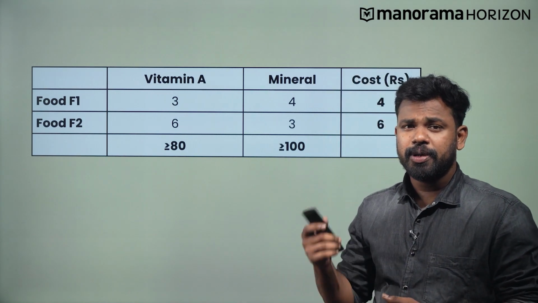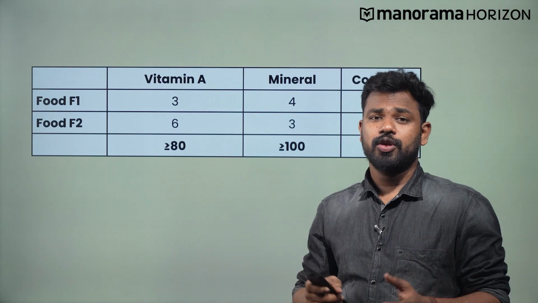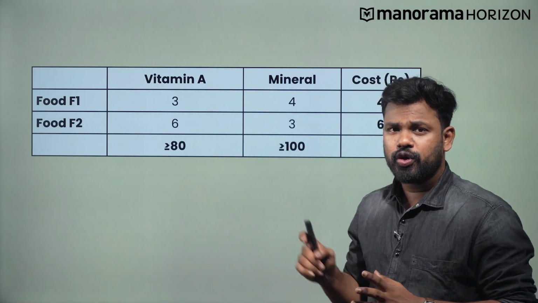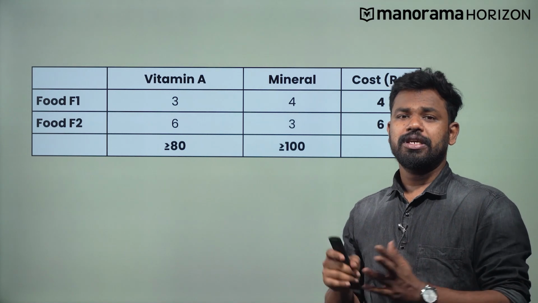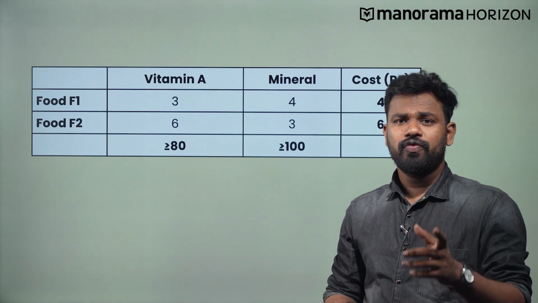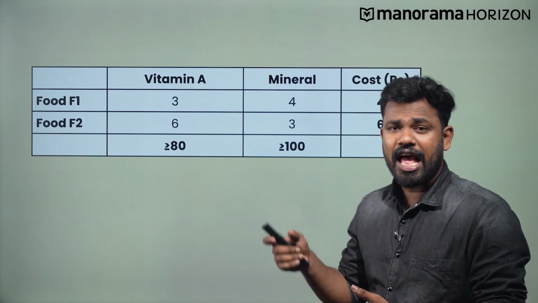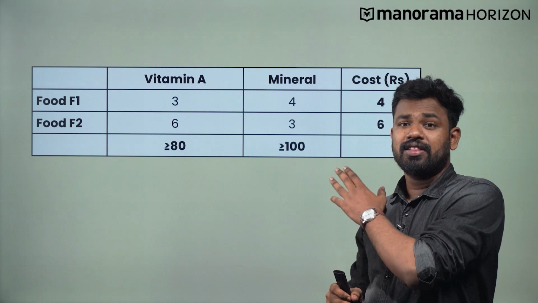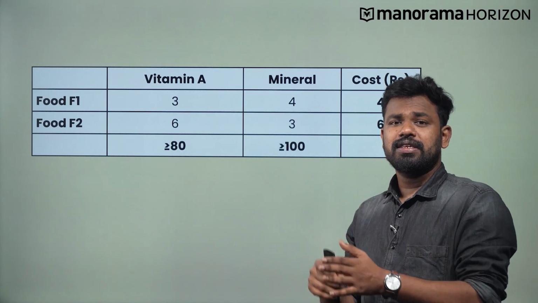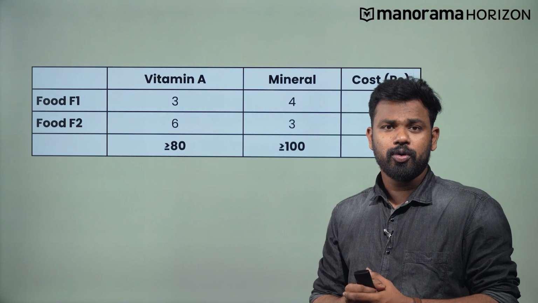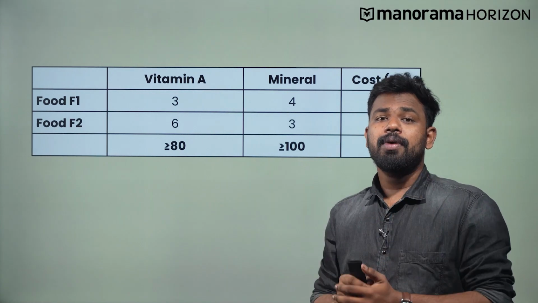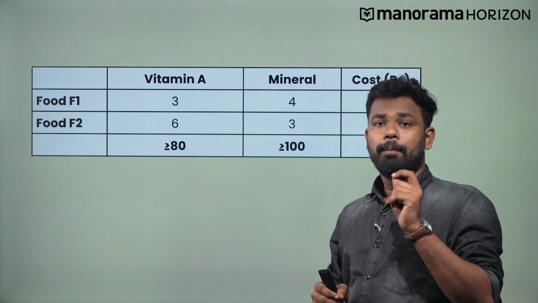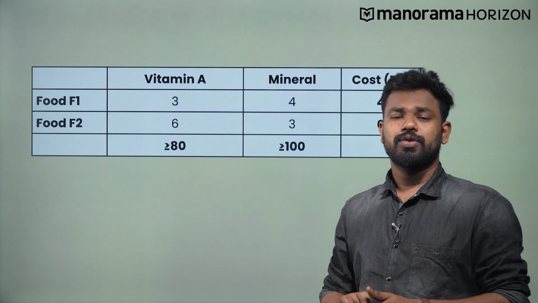A diet contains a minimum of 80 units of vitamin A and 100 units of minerals. Two foods F1 and F2 are available. Food F1 costs rupees 4 per unit and F2 costs rupees 6 per unit. 1 unit of food F1 contains 3 units of vitamin A and 4 units of minerals. 1 unit of food F2 contains 6 units of vitamin A and 3 units of minerals. Formulate this as an LPP and graphically find the minimum cost of the diet when the mixture of these two foods is taken and it meets the minimum nutritional requirement. So that is the question.